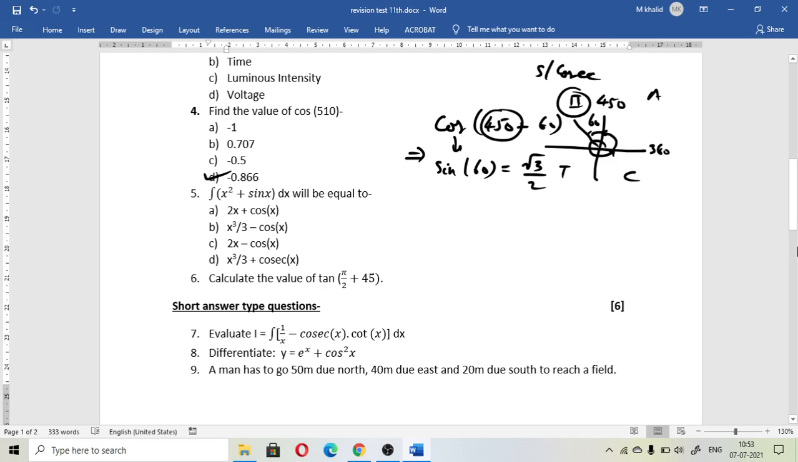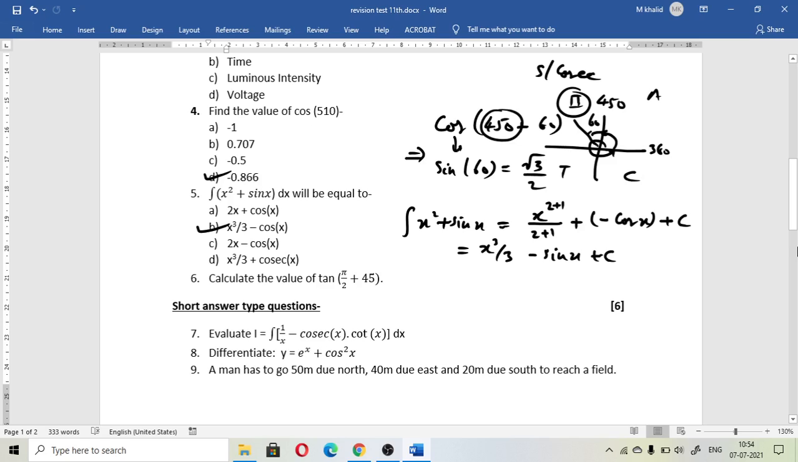Integrate x square plus sin x. So when we integrate x square, we will get x to the power 2 plus 1 divided by 2 plus 1. We add one to the power and divide by the same. Similarly, sin x will be integrated as minus cos x, plus constant. So it will become x cube by 3 minus cos x plus constant c. Sorry, it's cos x.